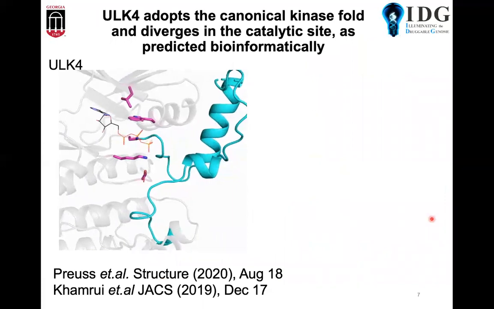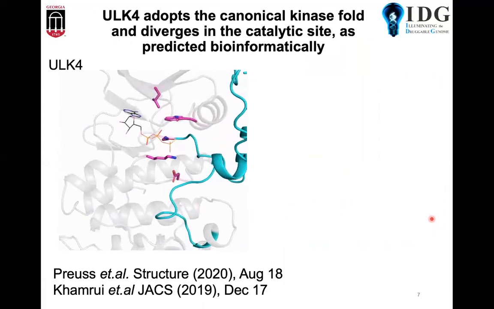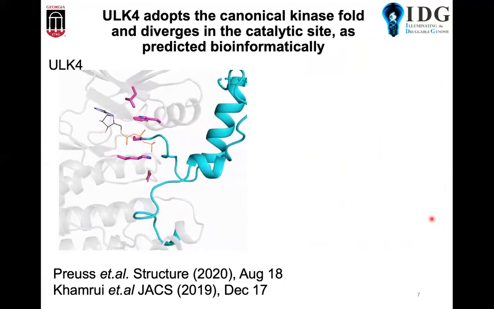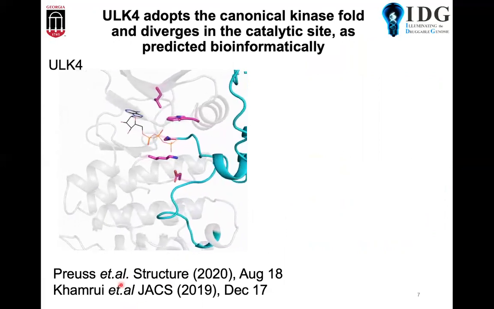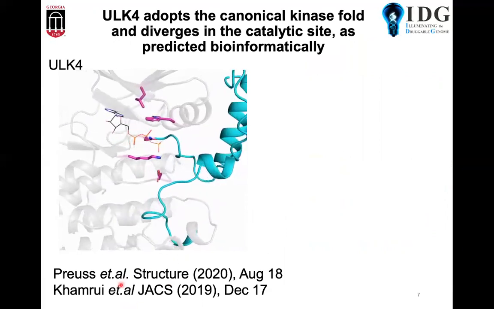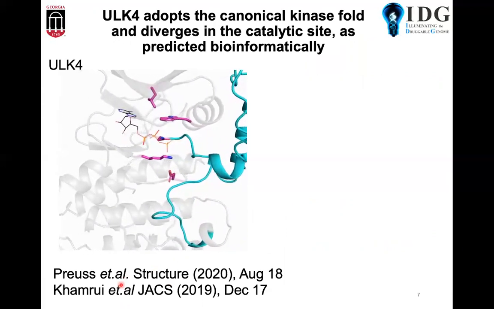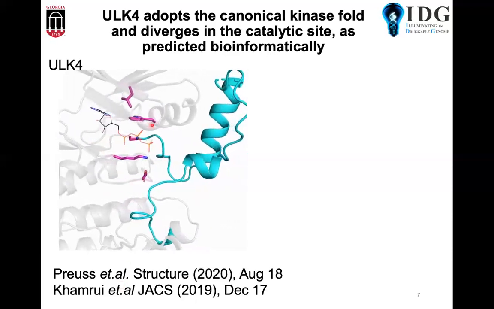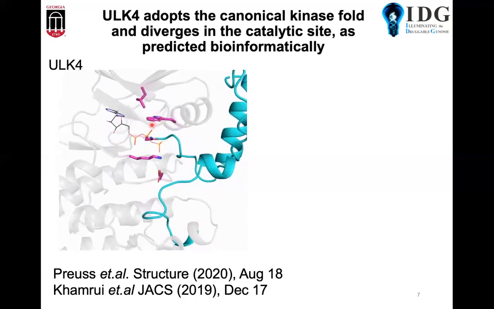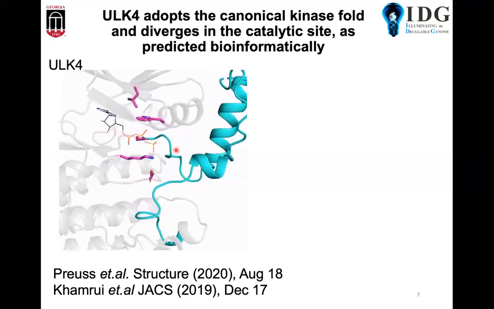A recent structure of the ULK4 kinase by Stefan Knapp, and also a previous structure from Mount Sinai, Michael Ozara's group, showed that the key catalytic variations in the active site, which were predicted bioinformatically, contribute to a very divergent active site within ULK4, in that despite lacking some of the key catalytic features, ULK4 is able to bind ATP.